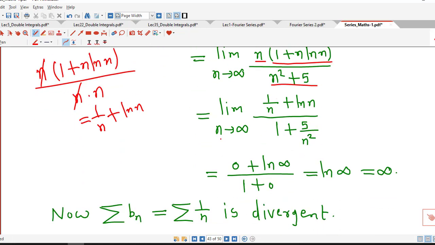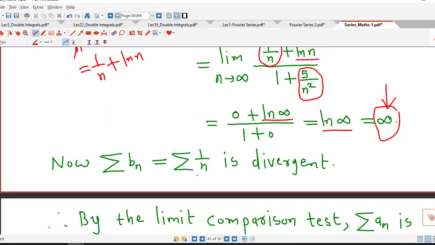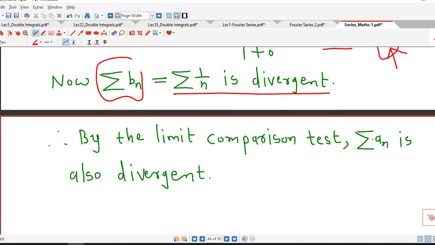Now if we consider the limit as n tends to infinity, 1 by n is going to be 0 because we have infinity in the denominator. Here also 5 by infinity is 0. Here we have log infinity, and the limit of 1 is 1. So the limit is log infinity, which is infinity. So the limit of an upon bn as n tends to infinity is infinity. The series which we have selected is divergent, and the limit comparison test says that if the limit of an upon bn as n tends to infinity is infinity, and the selected series is divergent, then the given series is also divergent. So therefore, by the limit comparison test, sigma an is also divergent.